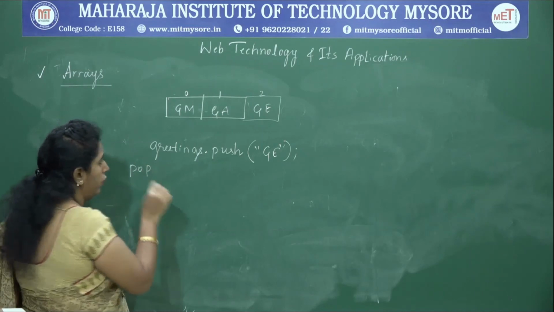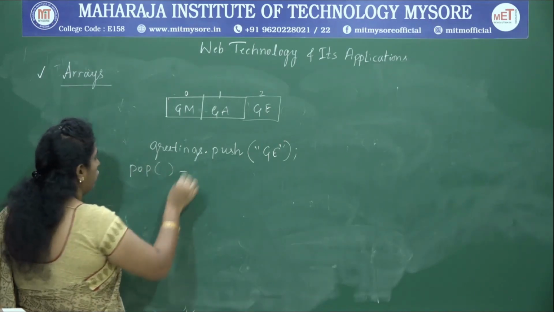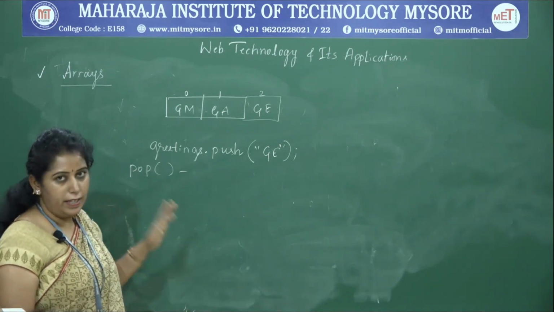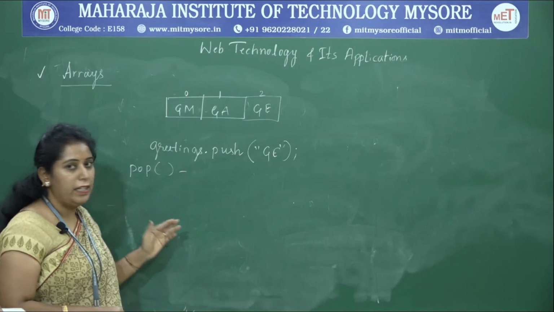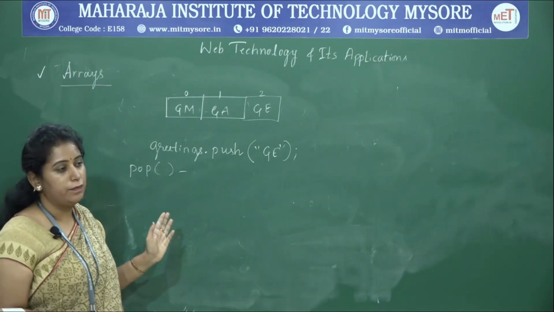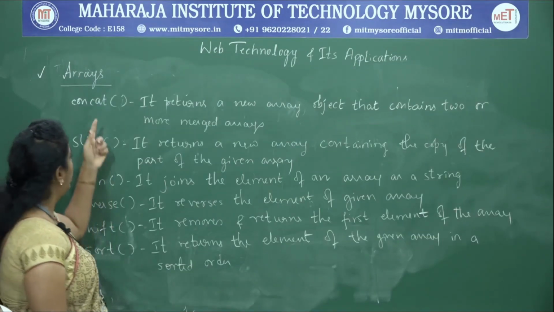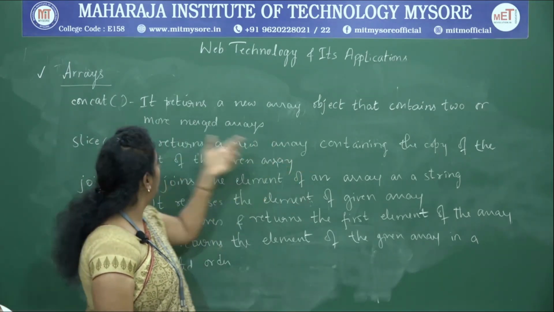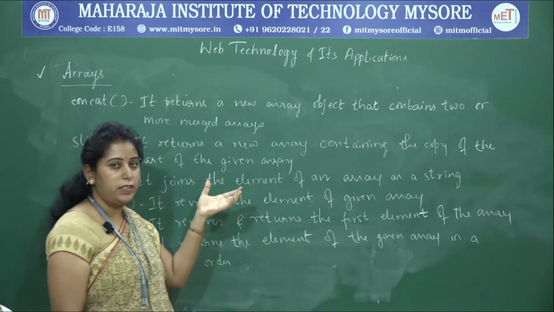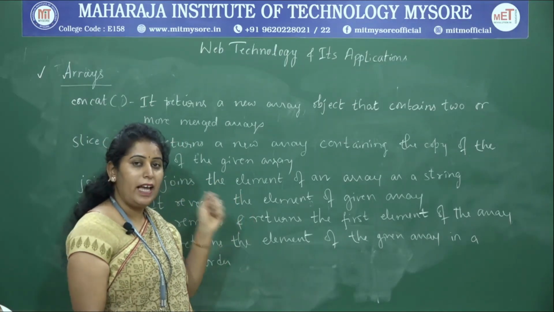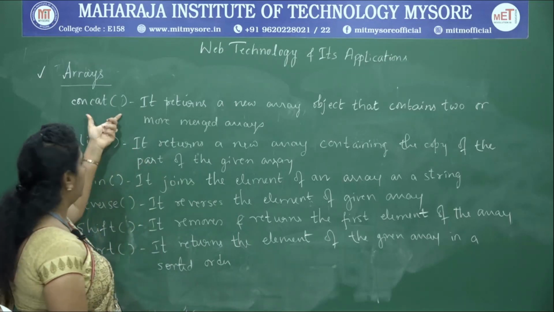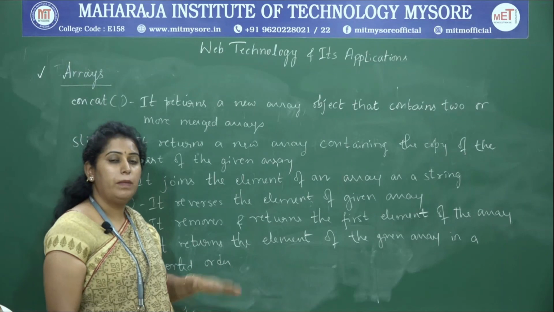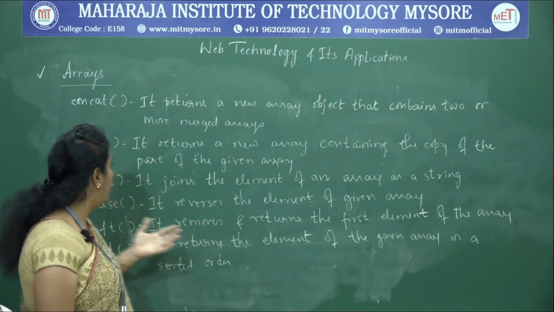There are many methods, that is pop. So pop, what is it going to do? Pop is going to remove an element from the array. That too, it removes the last element of an array. Some of the additional methods are concat. It returns a new array object that contains two or more merged arrays. So two array contents can be merged using concat. In the sense, the content of one array will be appended to the end of the other array.